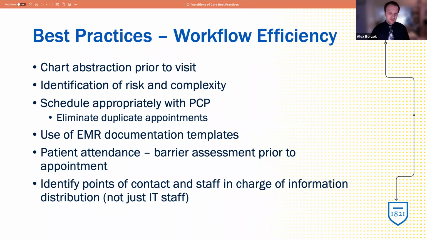For this last point, identify points of contact and staff in charge of information, not just your IT staff. This goes back to one of the 7 essentials from the NTalk 7 essentials list that we talked about in the last presentation. You need to know who's in charge of what. In order to address any problems, you know who to go to and who to talk to with your evidence and your data, and say, this is a problem. I have the evidence to support that this is a problem, and we need to get this resolved.